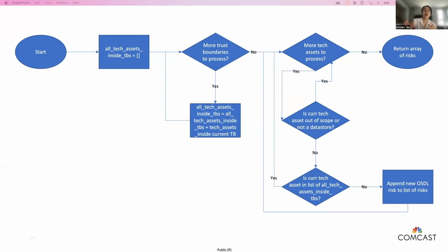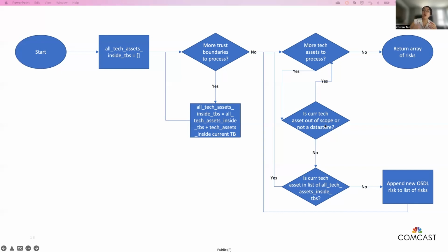So we start out and we create this empty list of all technical assets inside trust boundaries, where a trust boundary is some form of protection, some form of authentication or authorization that sits around some technical resources. So we create an empty list, and then we look at every single trust boundary in our system, and we get a list of all of the technical components that sit behind that trust boundary or that are protected by it. So we get a list of all of the protected components, and then we end up looking at, are there more technical assets to process? If there are, then we want to keep going.